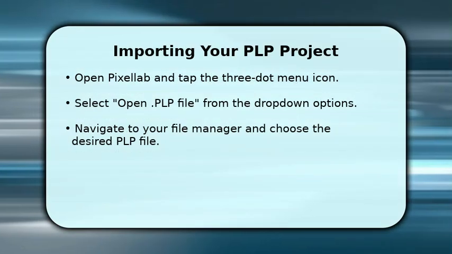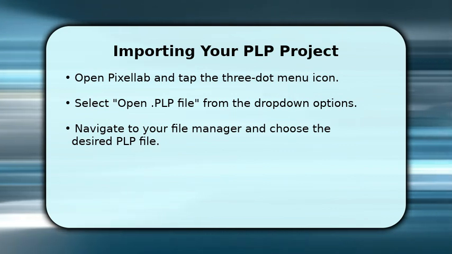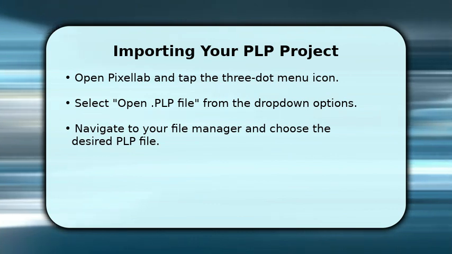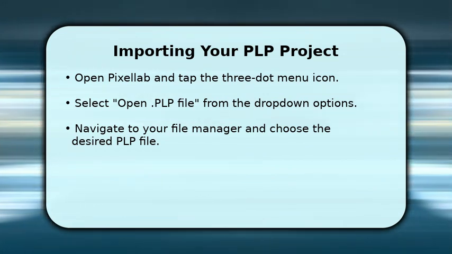To import a PLP file, open the Pixellab app on your device. Look for the three-dot menu icon, usually located in the top right corner of your screen, and tap it. From the menu that appears, select the option labeled Open PLP File. This action will open your device's file manager, allowing you to browse and select the specific PLP file you wish to load into Pixellab for editing.